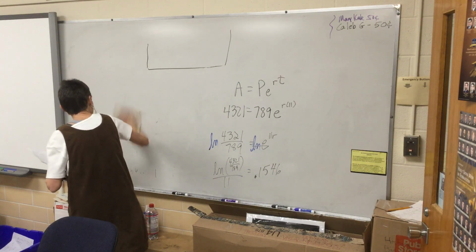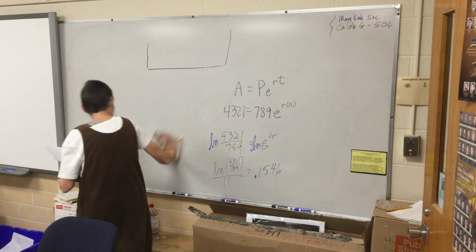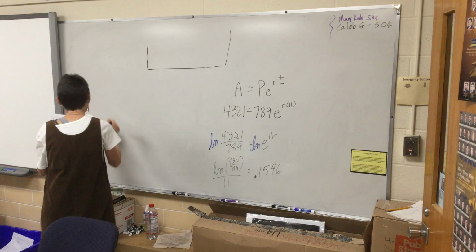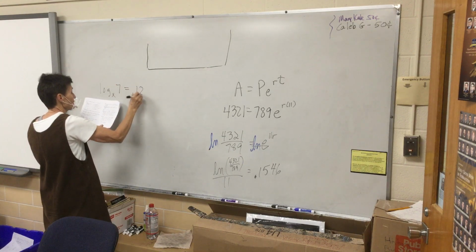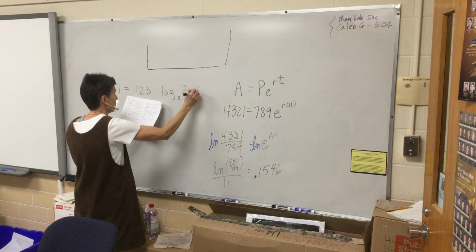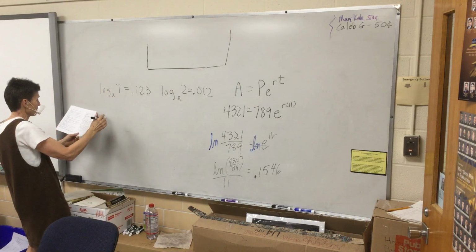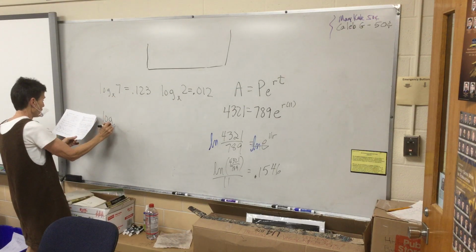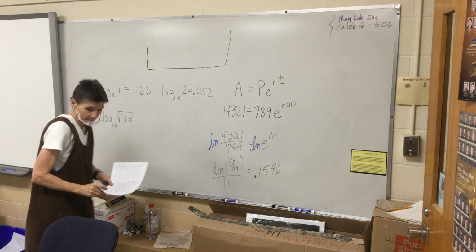Oh, this is making sure you know your properties of logarithms. Okay, so let's see. We've got the log base x of 7 is 0.123, and the log base x of 2 is 0.012. Okay, so those are given to you. That's given information. And now you're going to find the log base x of the square root of 7x.